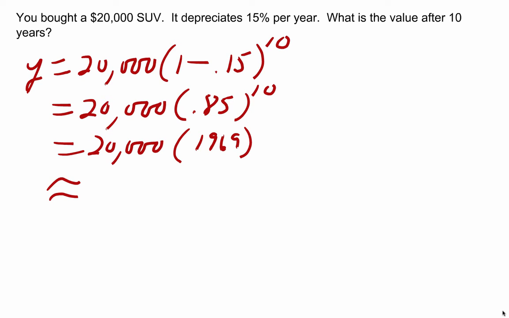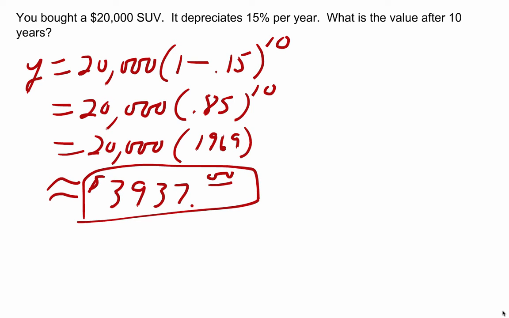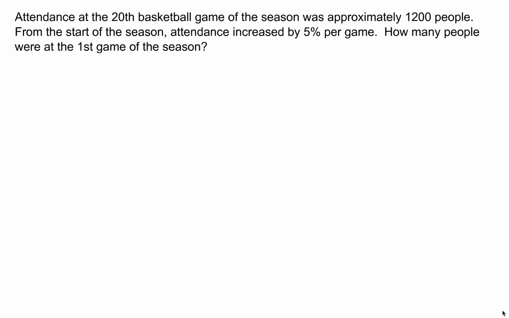Multiply 20,000 times 0.1969. It's going to be worth approximately $3,937. So after 10 years, that's how much the SUV is going to be worth, which is not much, but it's something.